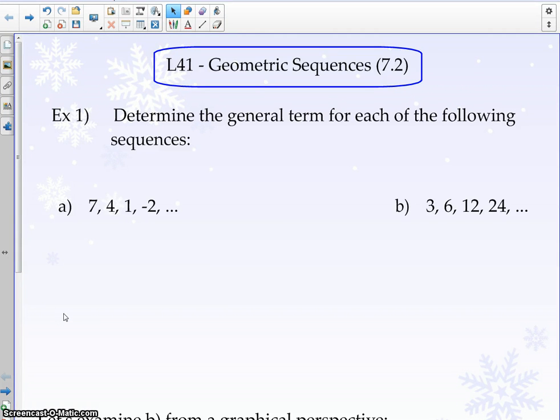Alright, so let's continue looking at sequences. I'm going to look at a different type of sequence today. All the ones we did last lesson were arithmetic, so there was a common difference that you add or subtract to go from one term to the next. We'll look at a different kind today called a geometric sequence. But that's just a warm-up here.